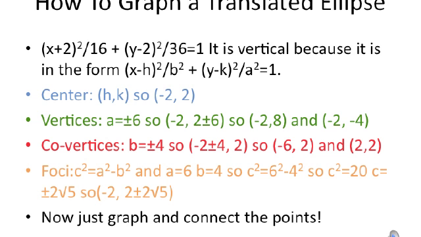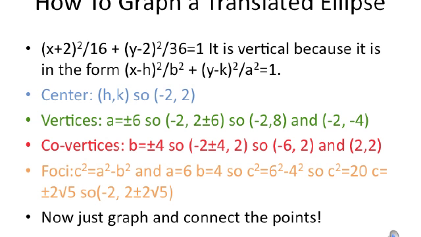Now we're going to graph a translated ellipse. The equation we used is x plus 2 squared over 16 plus y minus 2 squared over 36 equals 1. This has a vertical major axis because it is in the form x minus h squared over b squared plus y minus k squared over a squared equals 1. The center is represented by h, k, so the center value is negative 2, 2.